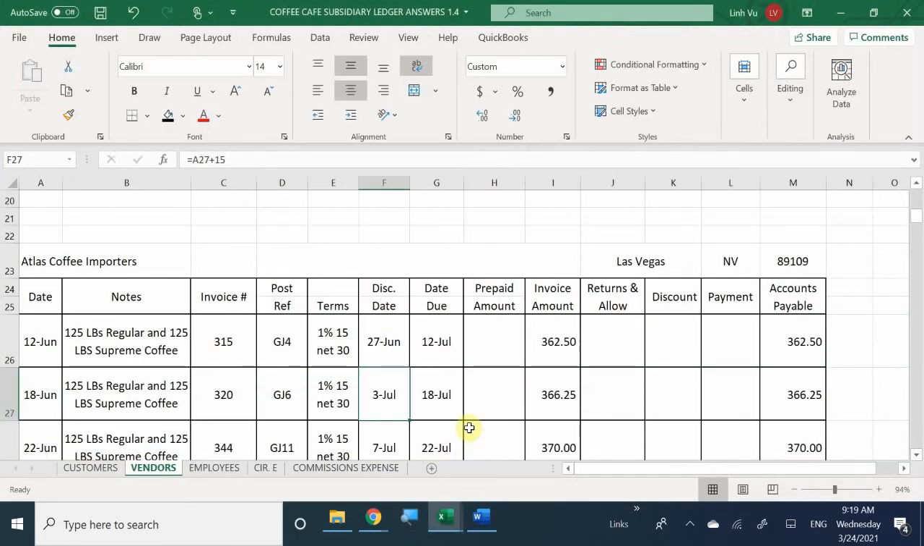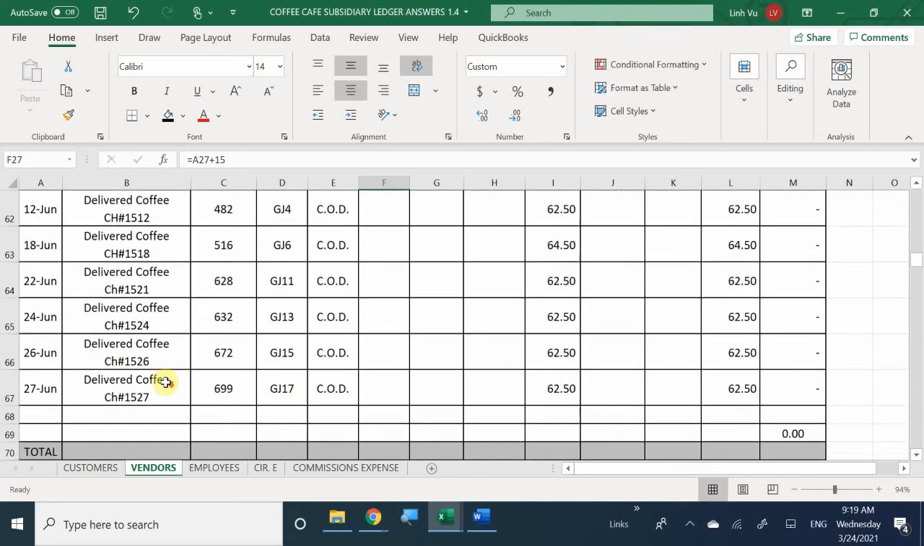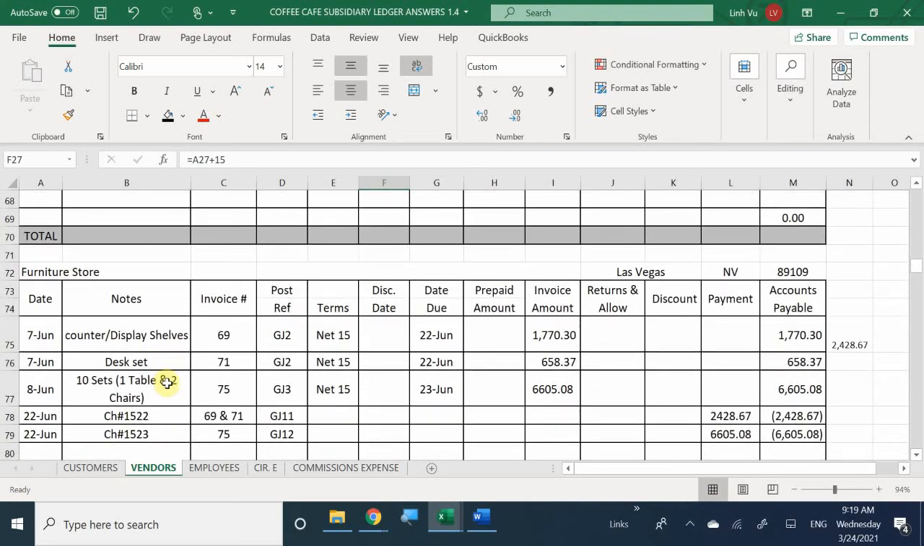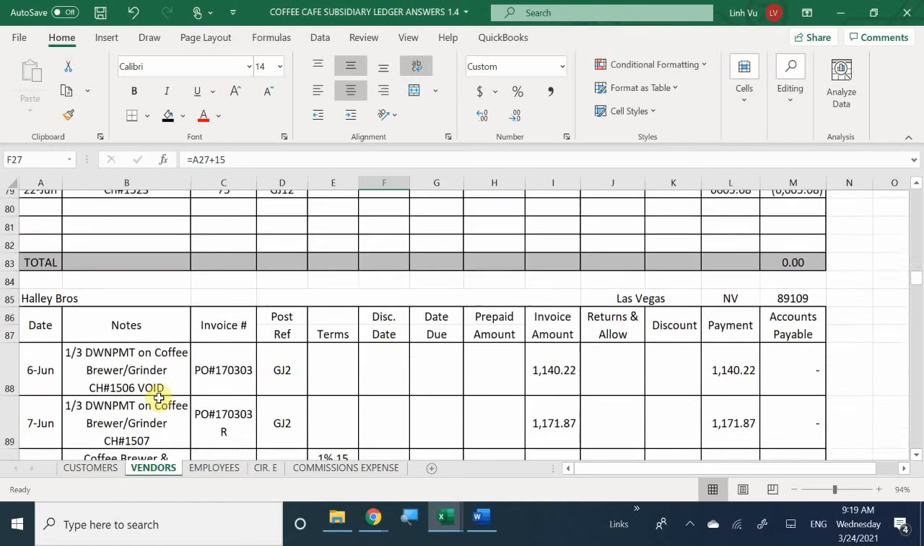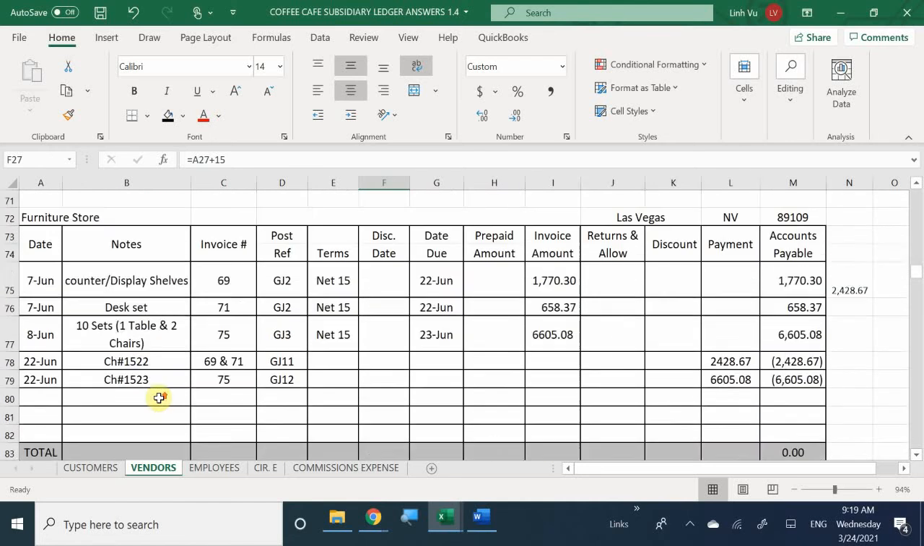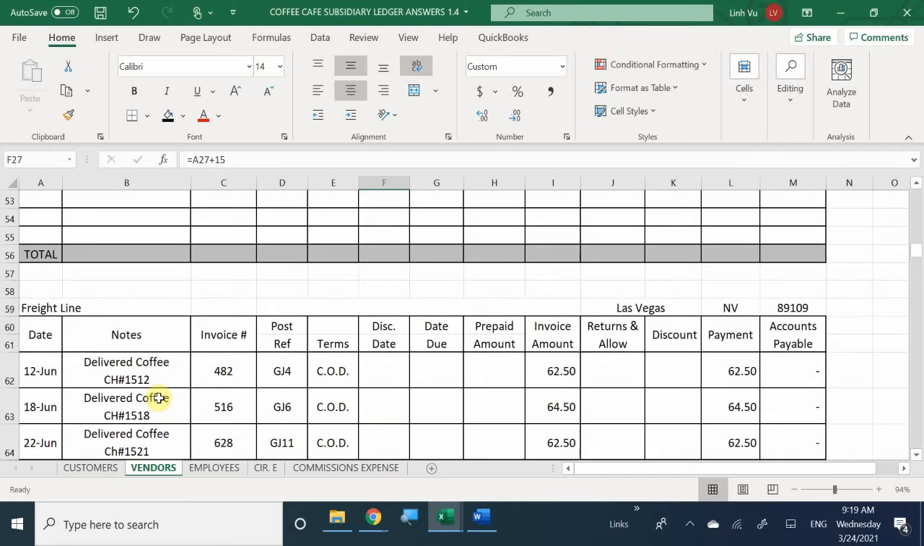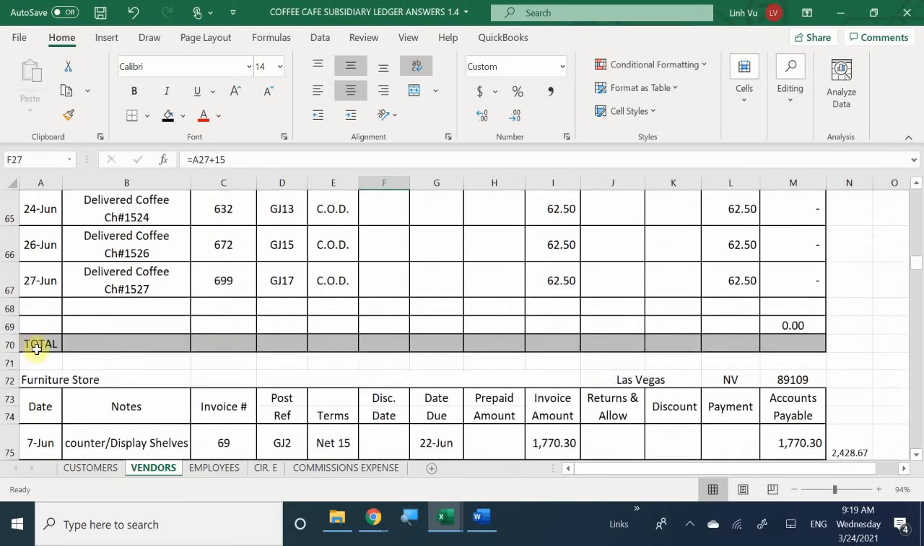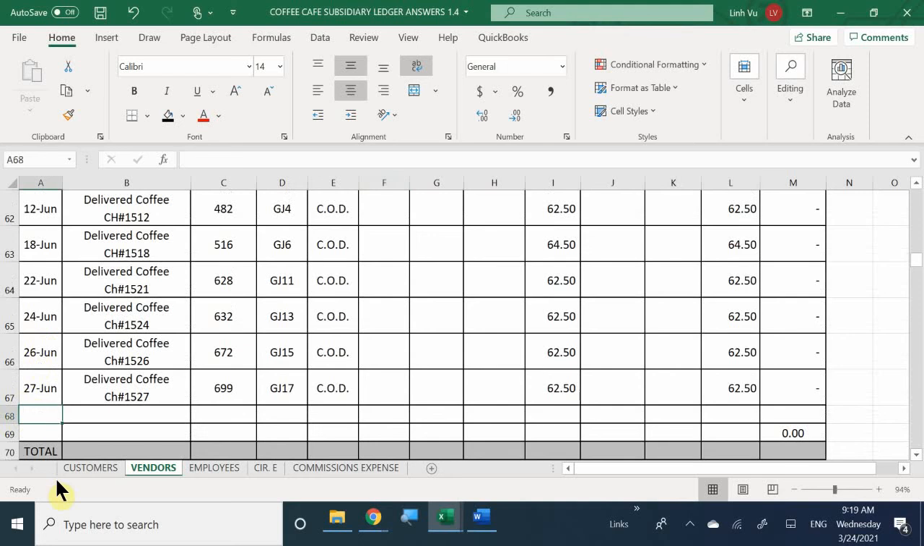All right, then we got to go to our subsidiary ledger because just in case we need to ship those items back, we could call the freight line and say, hey, I need to ship these back. So here we are, freight line. Okay, so June 29, delivered coffee.